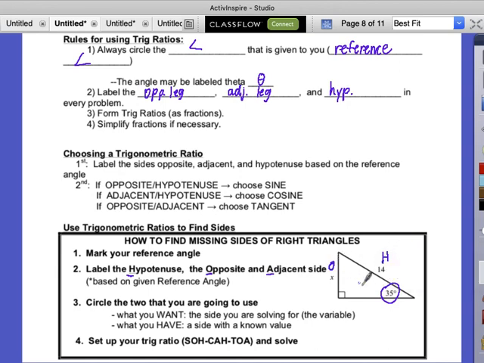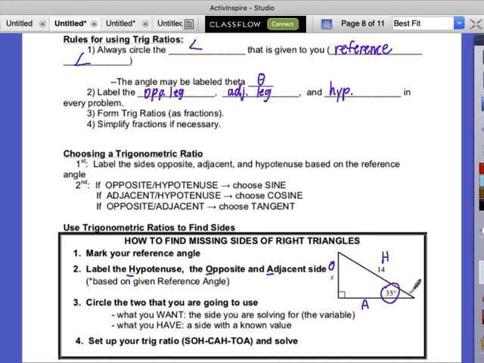How do you know which one's the reference? It's the one you're given in this case. We never choose the right angle, and it's the only non-right angle we're given. That's a great question. The opposite and adjacent are relative to the reference angle. It's all compared to the angle we're referencing. Just like on our previous slide, when we had sine, cosine, tangent of angle B, B was our reference angle, so we went compared to that.